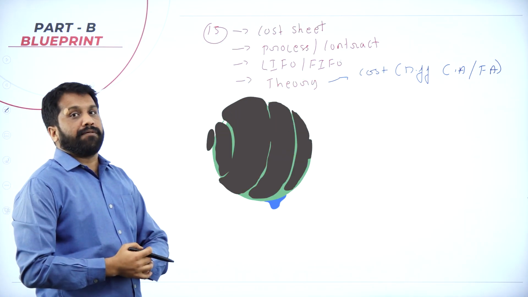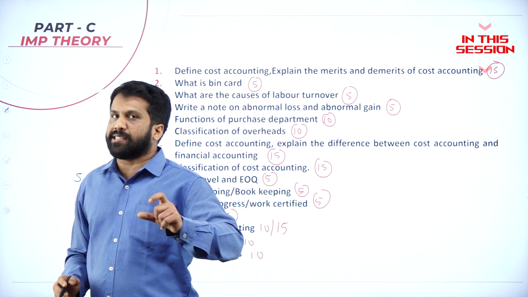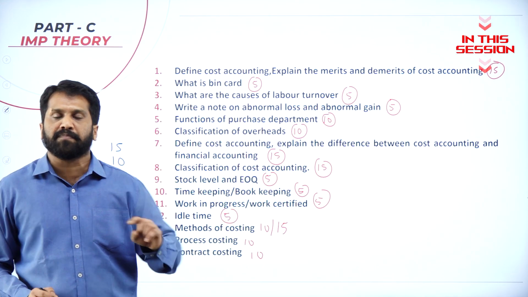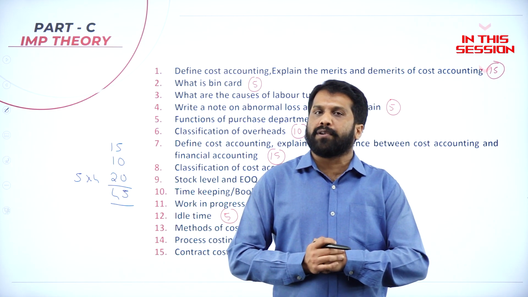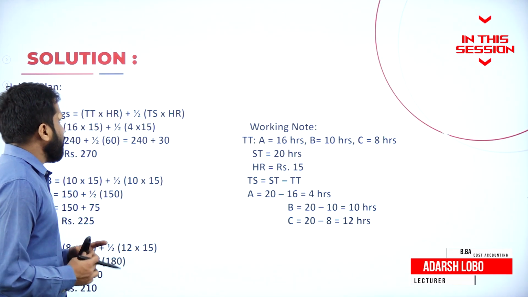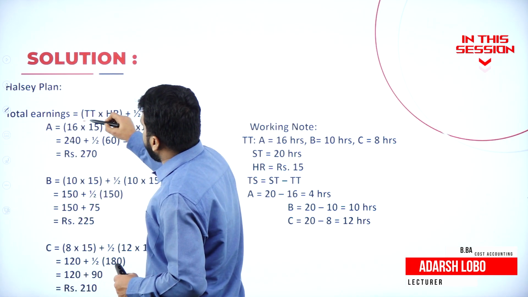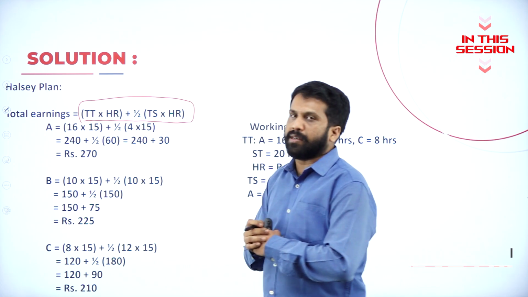What is cost sheet and difference between cost accounting and financial accounting? What is process costing, advantages and limitations? What is contract costing, advantages and limitations? May come for 10 marks. What is the formula of Halsey? The Halsey formula is time taken into hourly rate plus half of the time saved into hourly rate.